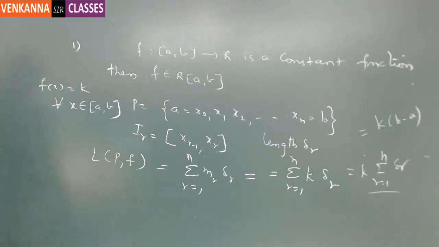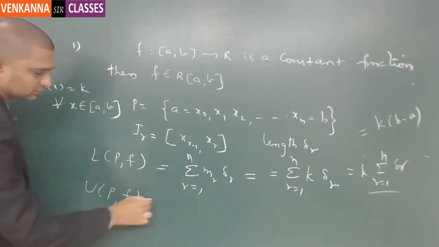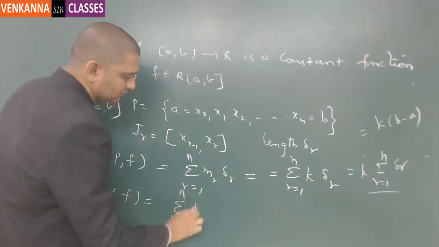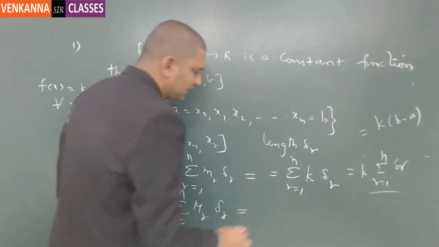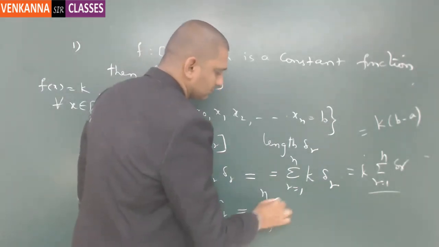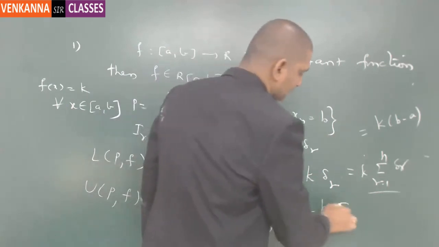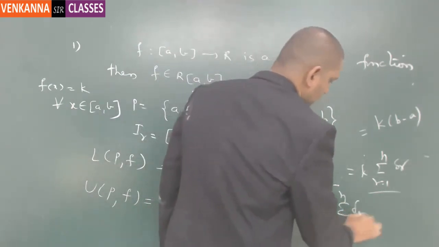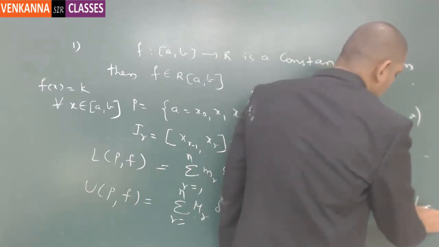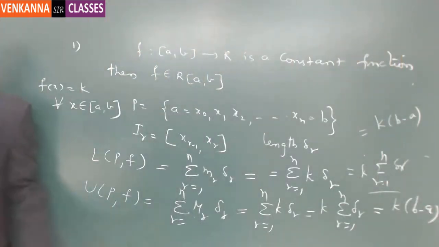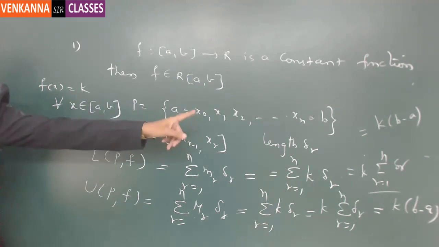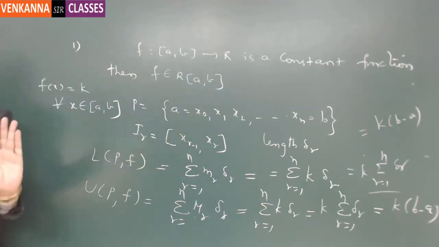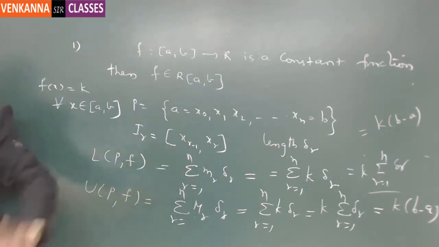Similarly, if you calculate the upper sum, then also we will get the same thing. The upper sum value is also nothing but k into (b minus a). So whatever the partition P you will take, always you will get lower sum as k into (b minus a). Always you will get upper sum as k into (b minus a), because the function is a constant function here.